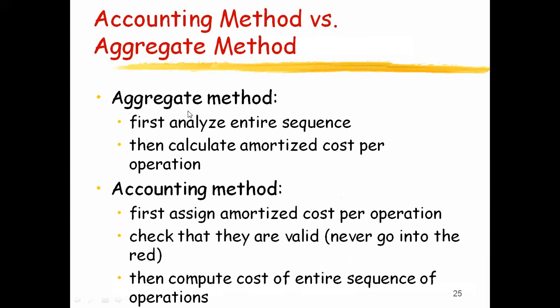In the aggregate method, first analyze the entire sequence, then calculate the amortized cost per operation. In the accounting method, first assign an amortized cost to each operation, then compute the total cost of the entire sequence of operations.